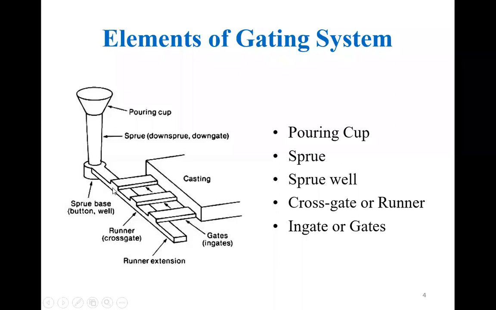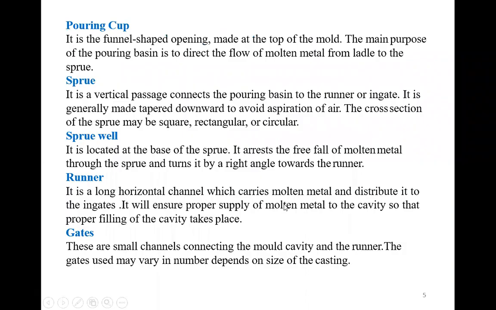It is used to distribute the molten metal uniformly to each and every ingate, so that the molten metal flows in a correct manner. If the runner is not uniform, what will happen? One gate will get more molten metal, and other gates will get less molten metal. So the runner is a very important part through which the gating system carries the molten metal uniformly. It is a long horizontal channel which carries the molten metal and distributes it to the ingates.